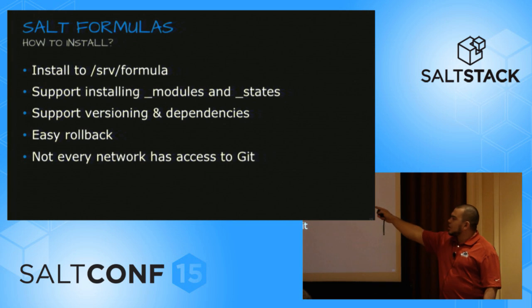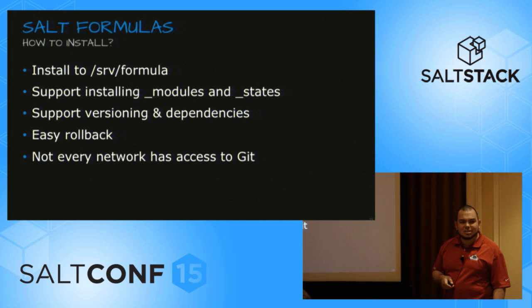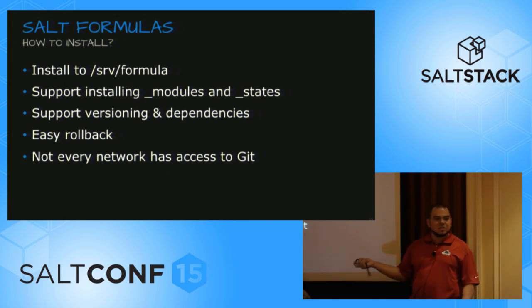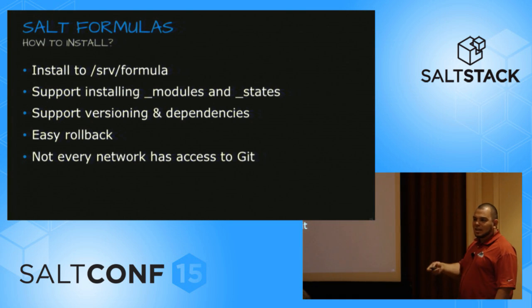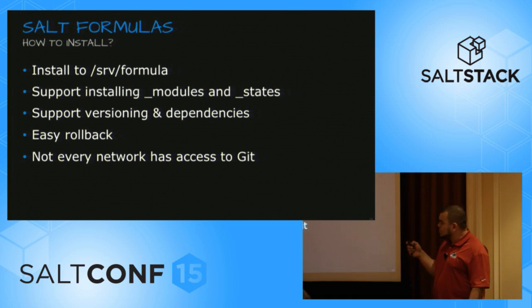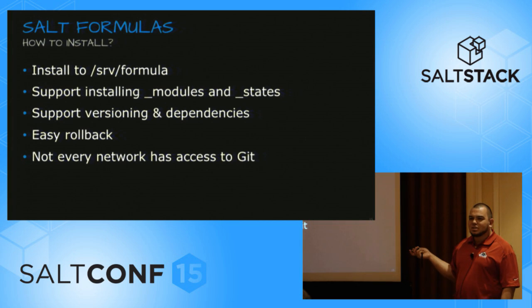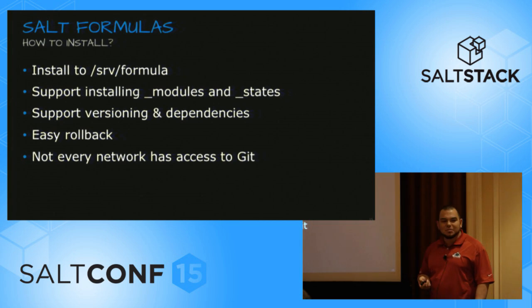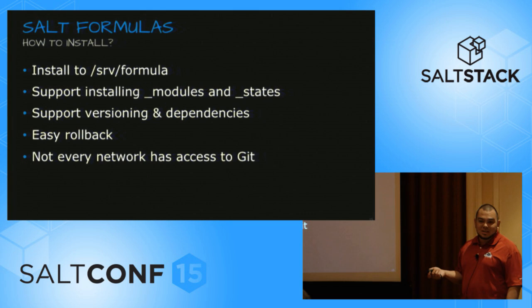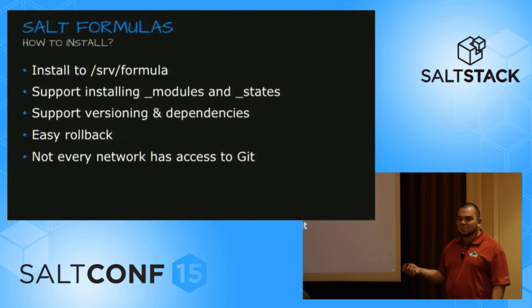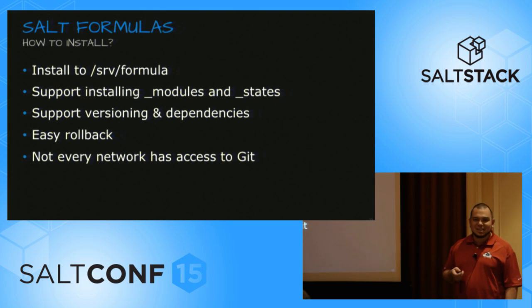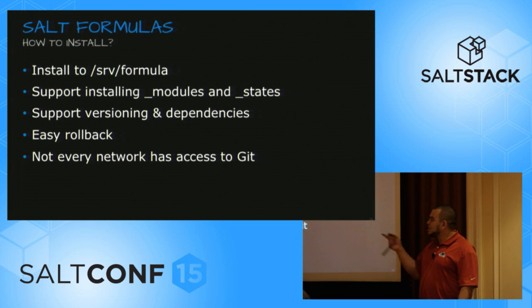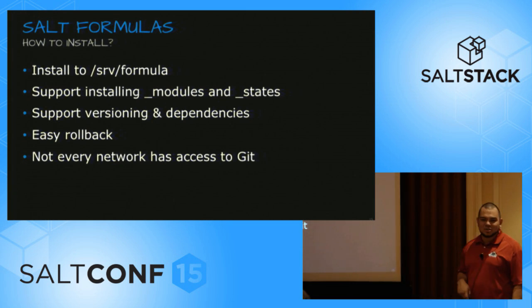But I also needed to install the custom modules and states into their own directories, right? Usually the common pattern is you have the server salt modules and server salt states, so those tightly coupled modules and states needed to get installed into those directories. I also really wanted to support versioning and dependencies. I want to be able to know what version of this formula is installed on this box, and maybe even auditing tools could pick it up. And if this formula is dependent on another formula, how can I make sure that dependency gets installed as well? And I wanted easy rollback. I want to be able to downgrade to an old version of a formula if I encounter a problem.